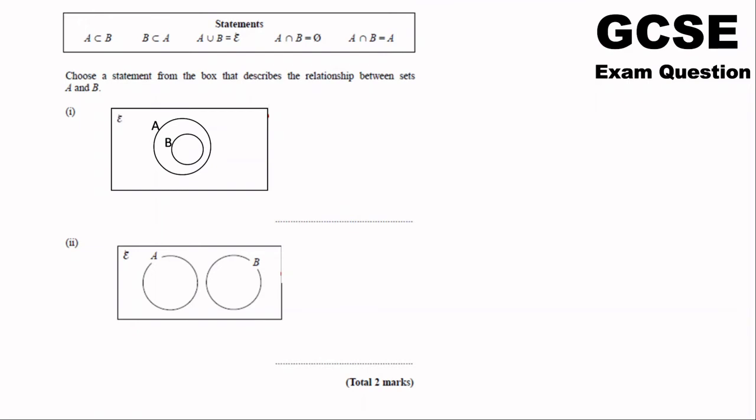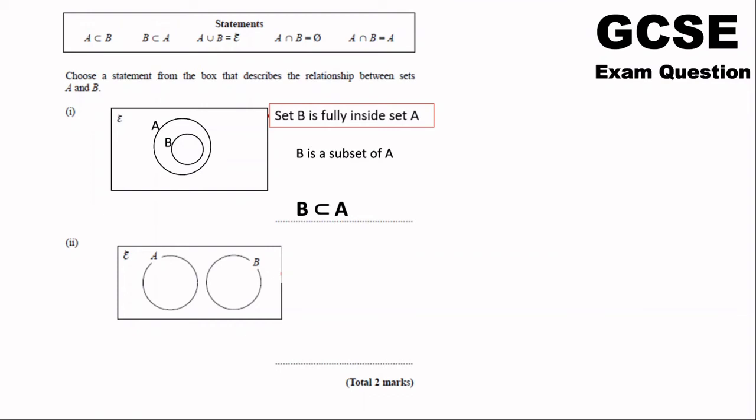Here's a GCSE exam question to see how this could actually be asked on an exam. Here we've got a Venn diagram where B is completely inside of A. What set notation can we show for a set that's fully inside another one? B is fully inside set A, so we could say that B is a subset of A.